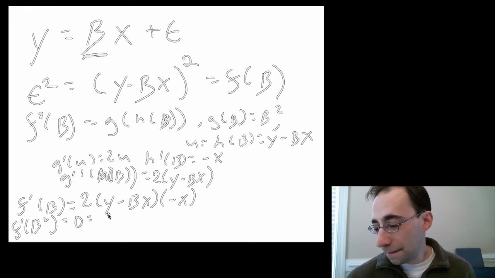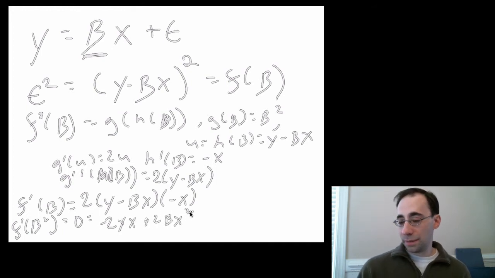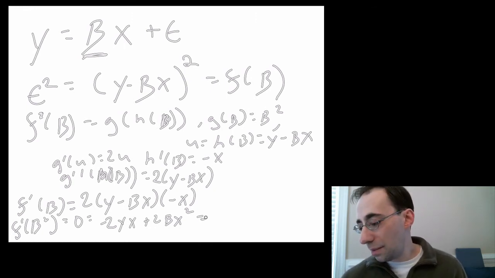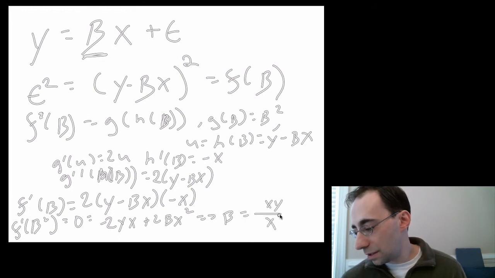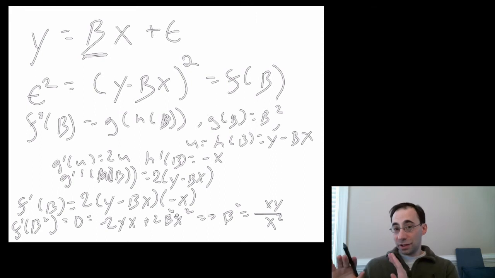Well, we can multiply it out and we get negative 2yx plus 2 beta x squared equals 0. The 2's cancel. We can put the yx on the other side, divide by x squared, and we get that beta equals xy over x squared. That's beta star. These are all beta stars. Okay. And that is the optimum beta. Sorry, I haven't gotten there yet. That's the stationary point. There are no bounds listed, so this is the only stationary point.